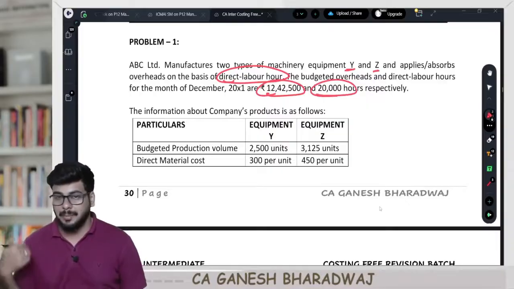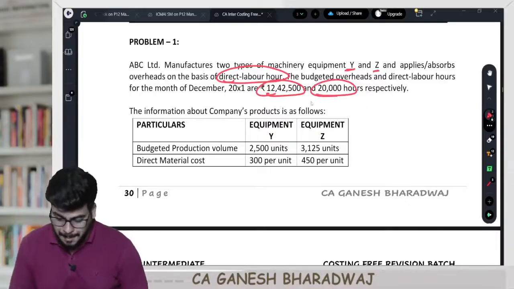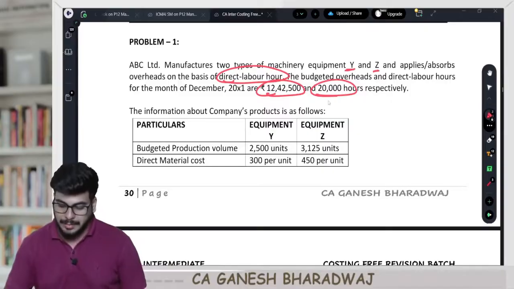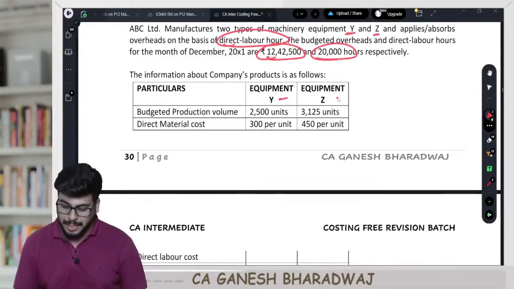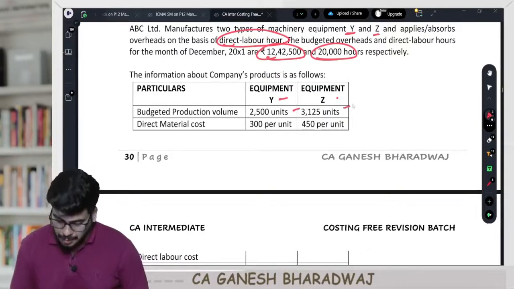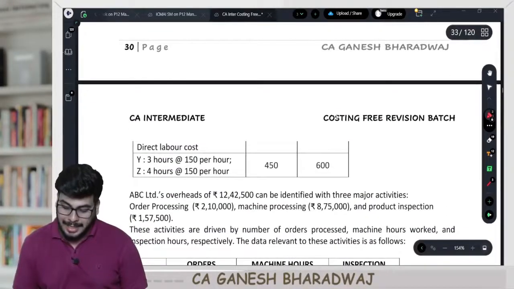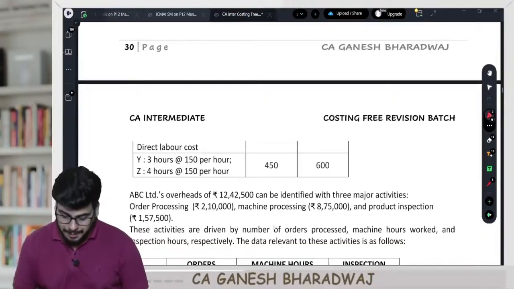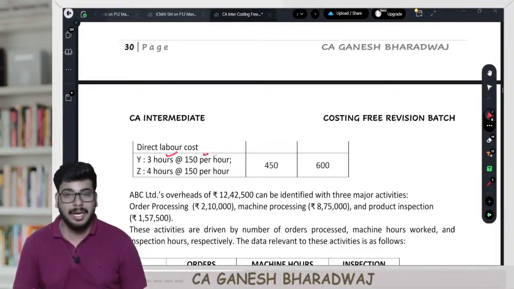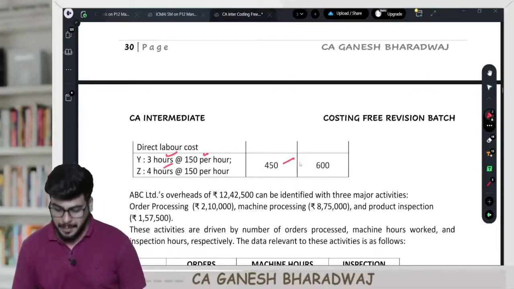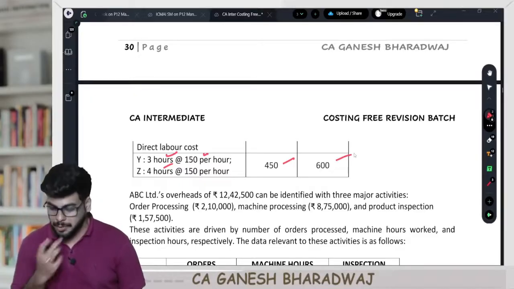So with this, you can calculate the predetermined rate. This is as per the traditional system. The information about the company's products is given as follows. For equipment Y and equipment Z, the budgeted volume is given, the number of units of Y and Z produced, and the direct material cost per unit. The direct labor costs: every unit of Y takes 3 hours to complete, and every hour is paid at the rate of 150, so it's going to be 450 rupees. Every unit of Z takes 4 hours, and every hour is paid at an hourly rate of 150. So 4 into 150, 600 rupees is the labor cost per unit of Z.